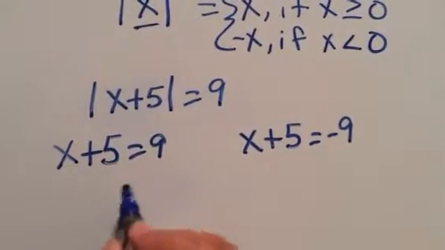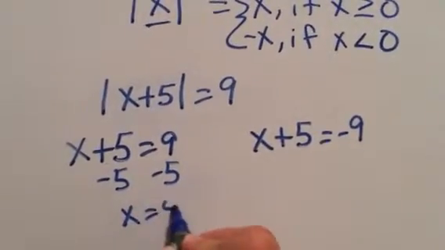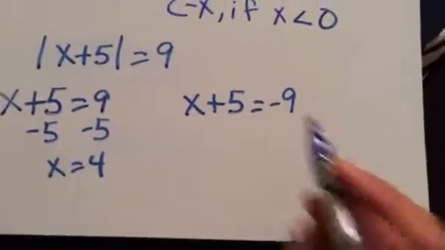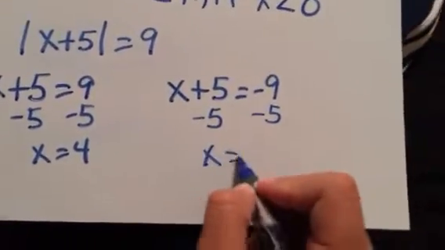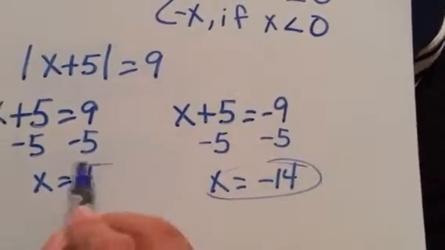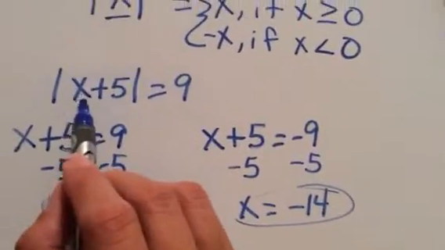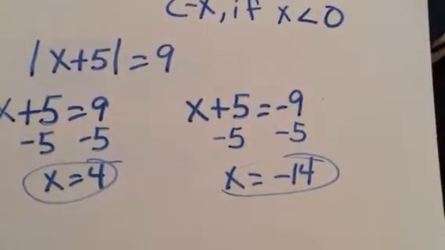Okay, so then we'll solve this. So we'll subtract 5 from both sides. So x can equal 4, or over here we'll subtract 5, and x could be negative 14. So both of these answers can be filled in here, and we would still end up getting 9 there.